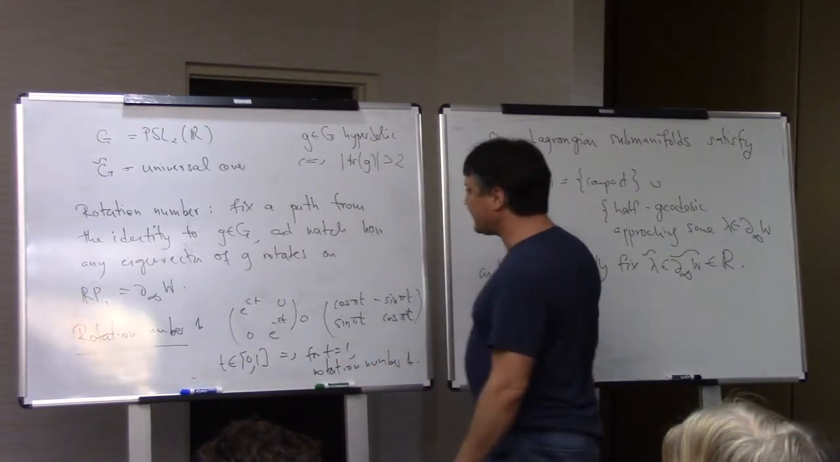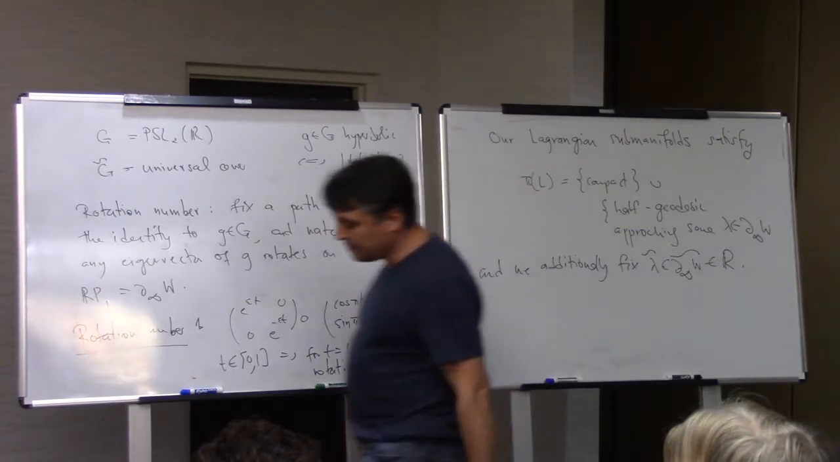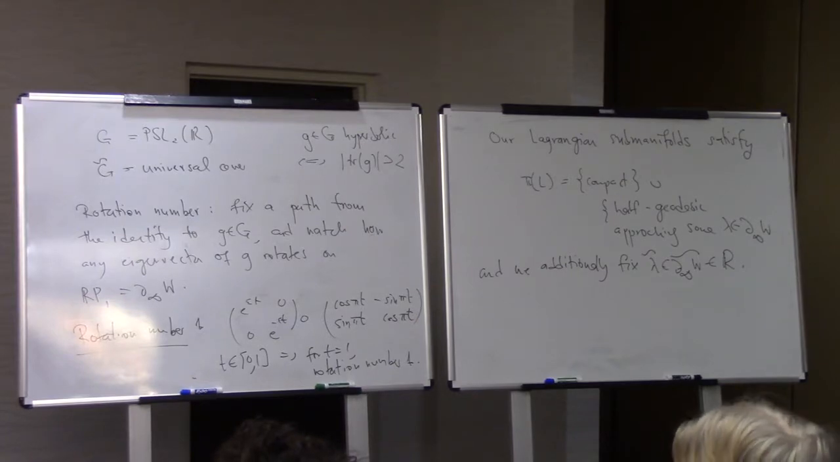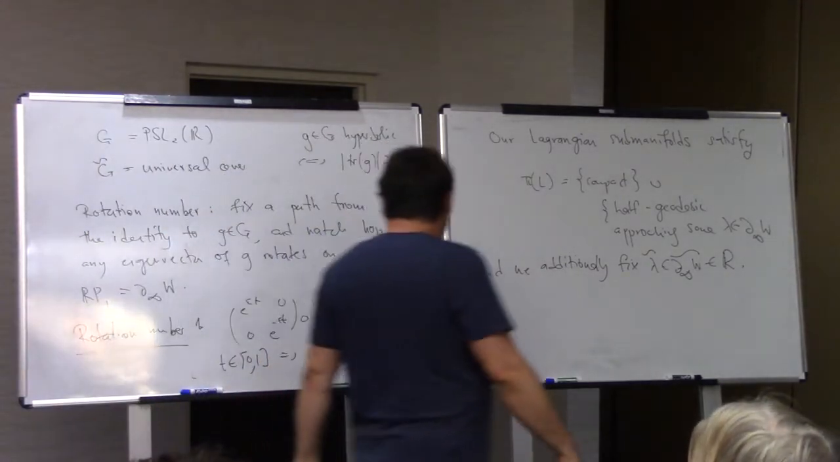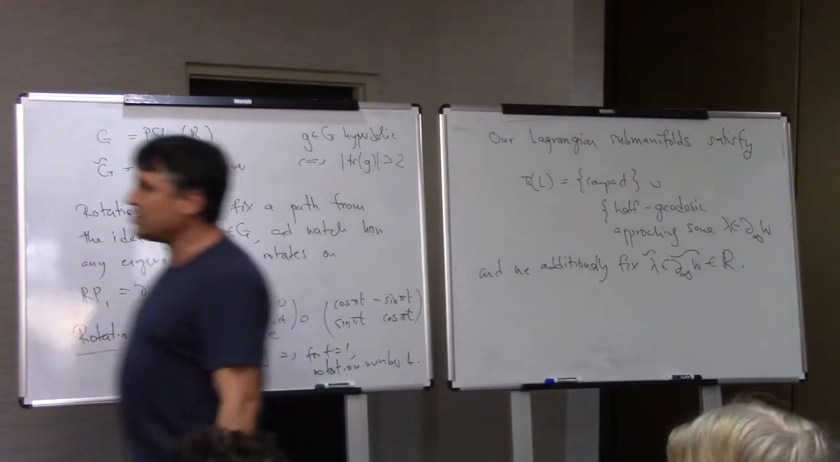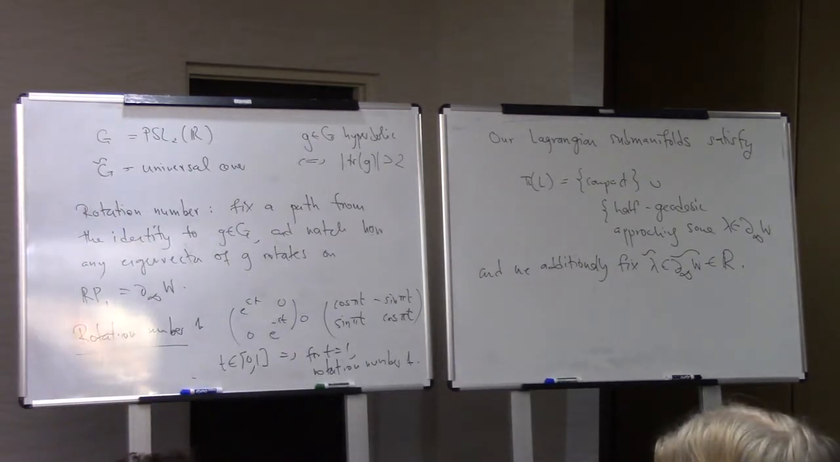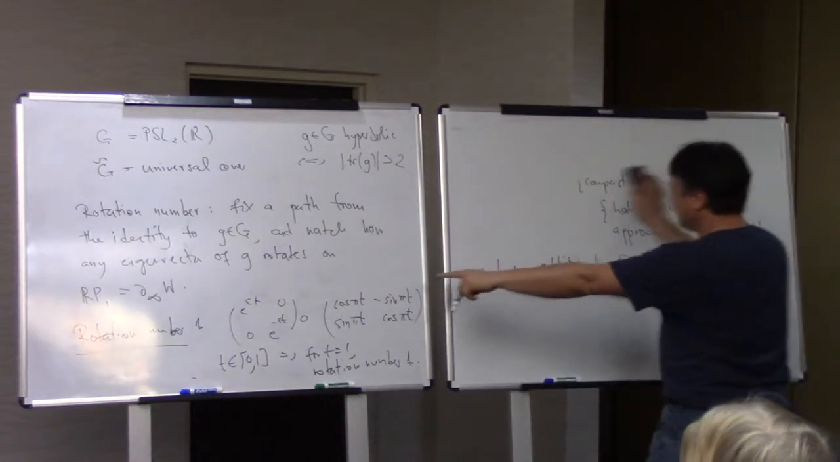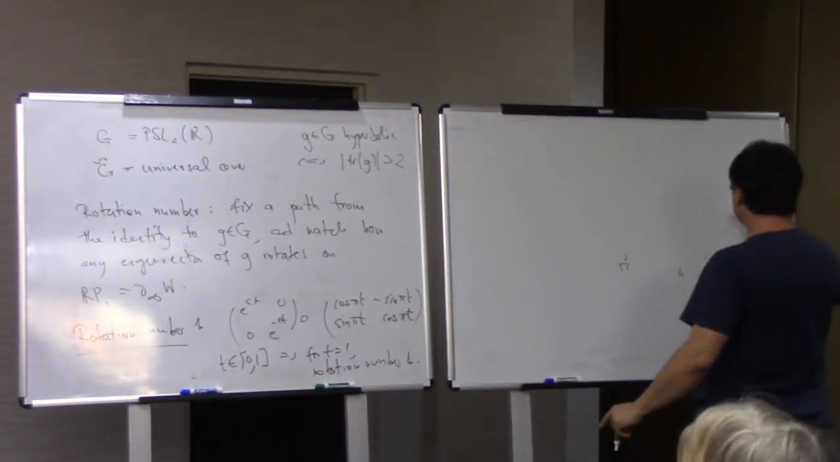Okay. Well, what I said here is, you have a hyperbolic element that has 2 eigenvectors. If you take a path from the identity to that element, you start with that eigenvector, you'll get back to the eigenvector, and just count the winding number around the circle. That's how it's defined. So what I want here is something that has rotation number 1.